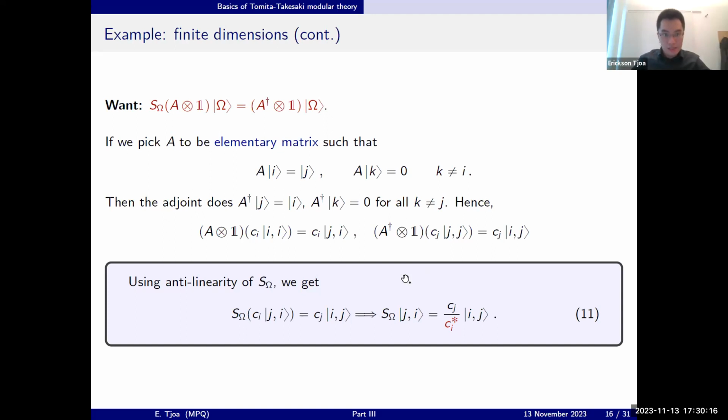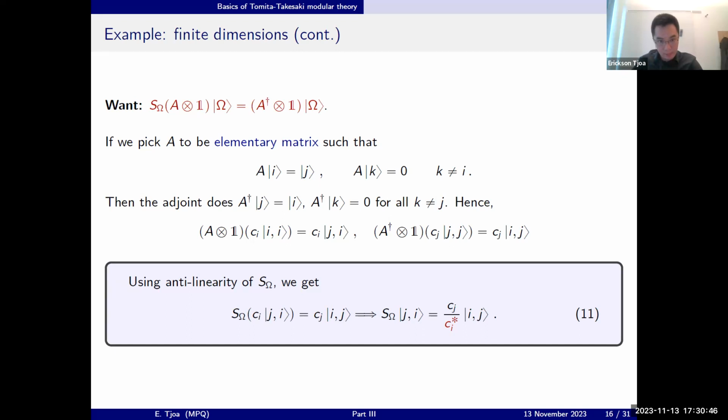So in the finite dimensional example, let's say you want to find S omega. Remember, in finite dimensions, we have to think of local algebras of Alice as a tensor identity. And if you pick some basis vector and element, you try it on elementary matrices. An elementary matrix is the matrix with all zeros except at one entry. And if you try to run this example, you realize that equation 11 is true.